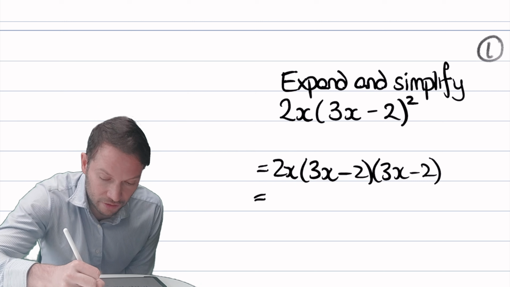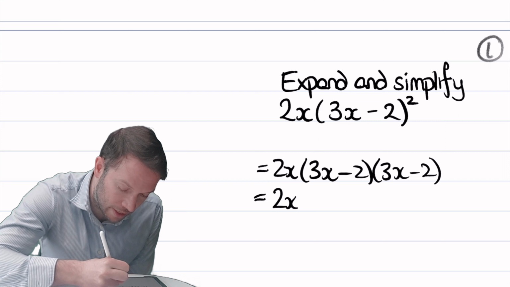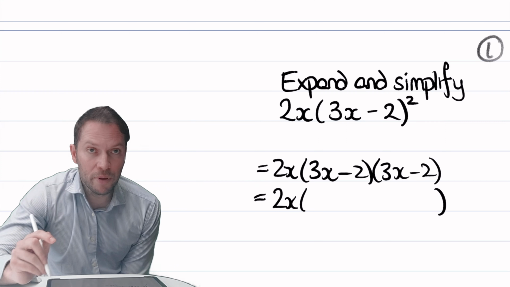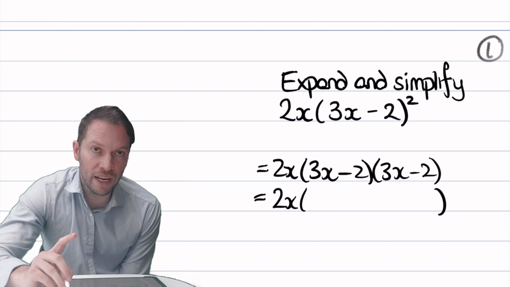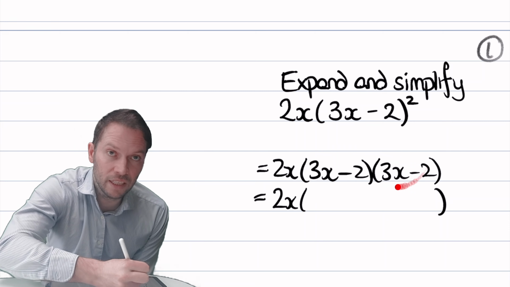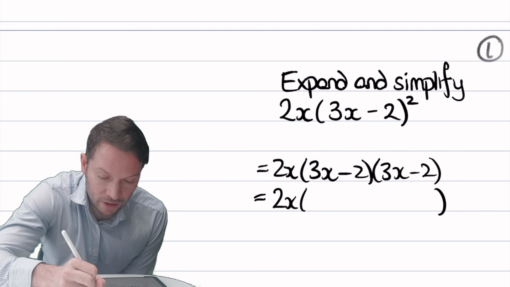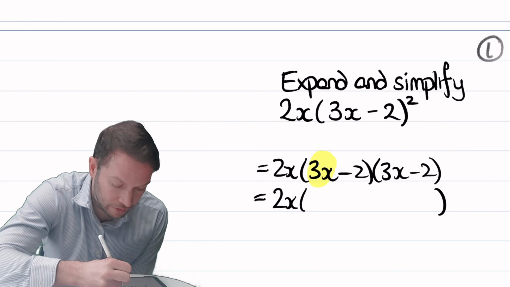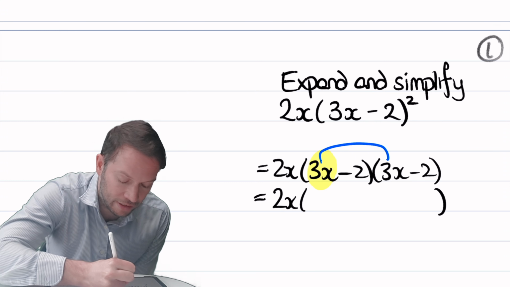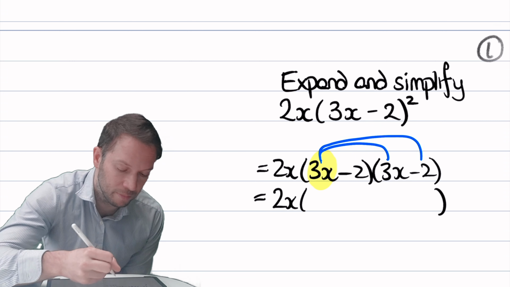at the end. So what I'm going to do is I'm going to do 2x and then leave a nice big bracket here with an empty space. And then remember, the principle for multiplying out two brackets is that you do each thing in the first bracket times by each thing in the second. So we're going to focus on this first thing first and multiply it by each thing in the second bracket. So the 3x times the 3x and the 3x times the minus 2.